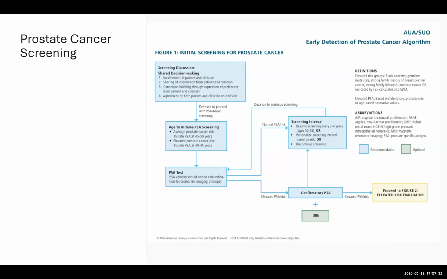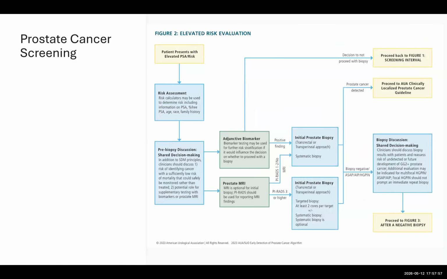And then you could also have an elevated PSA. If your PSA is elevated, you may want to do a confirmatory PSA if the patient is asymptomatic and appears to be low risk. And at this point is where you might want to add in a DRE to help in the diagnosis. So now at this point, if you have a confirmatory PSA that is elevated, and you did your DRE, you might want to move on to what we call the elevated risk evaluation, which we'll go on to on this slide. Again, now you might be entering the realm of whether a patient should have a prostate biopsy.